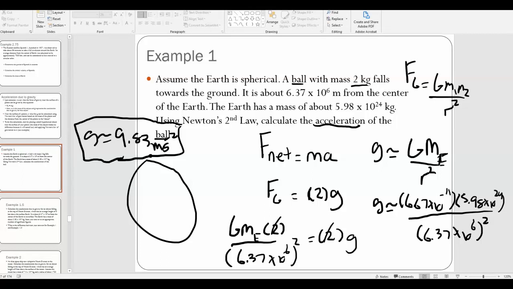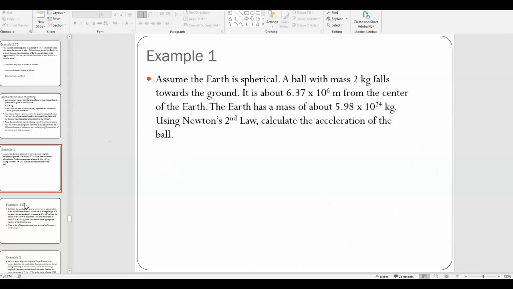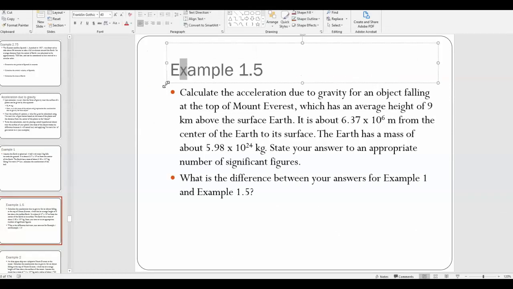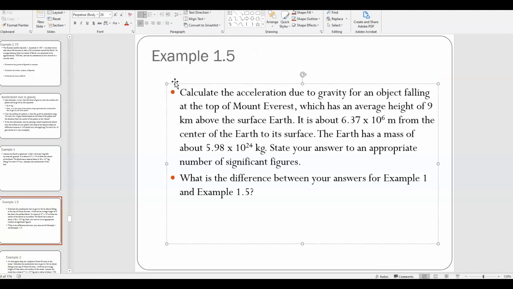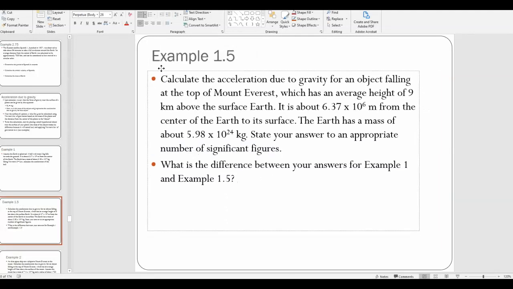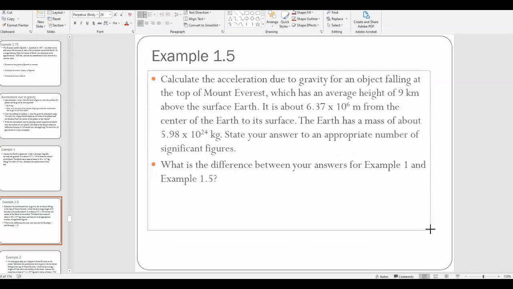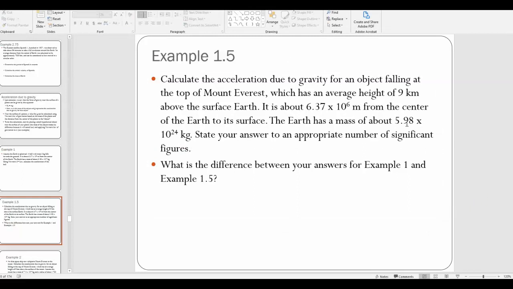Okay, so make sure you have this done in your notes, and then you're going to try example 1.5 on your own. Example 1.5 says, calculate the acceleration due to gravity for an object falling at the top of Mount Everest, which has an average height of 9 kilometers above the surface of Earth. It is about 6.37 times 10 to the 6 meters from the center of the Earth to its surface, and the Earth has a mass of about 5.98 times 10 to the 24 kilograms. Try to answer that question on your own. Pay close attention to the units, because you are going to have to do a unit conversion here, and see if you can do this calculation on your own.